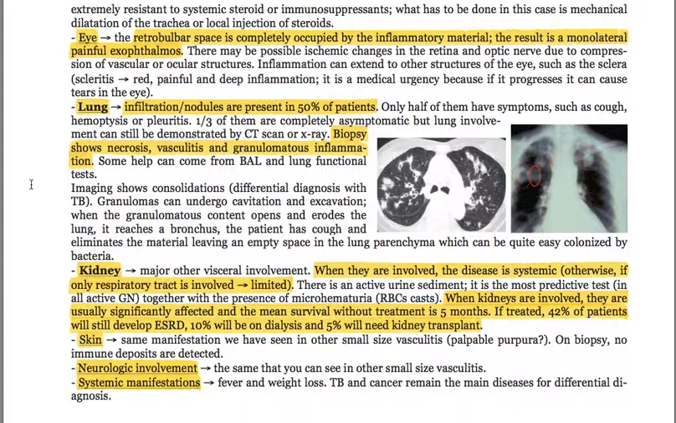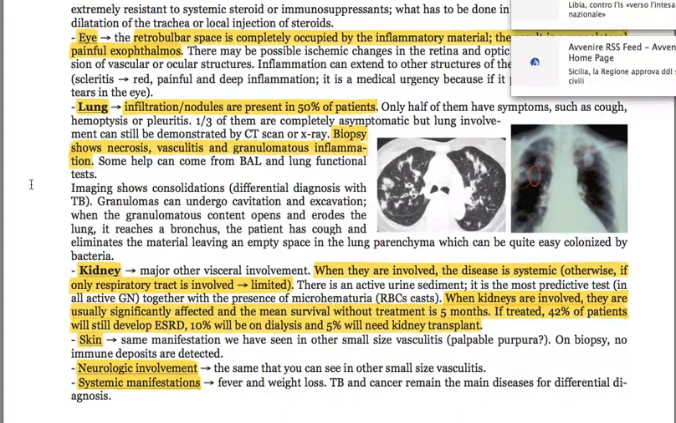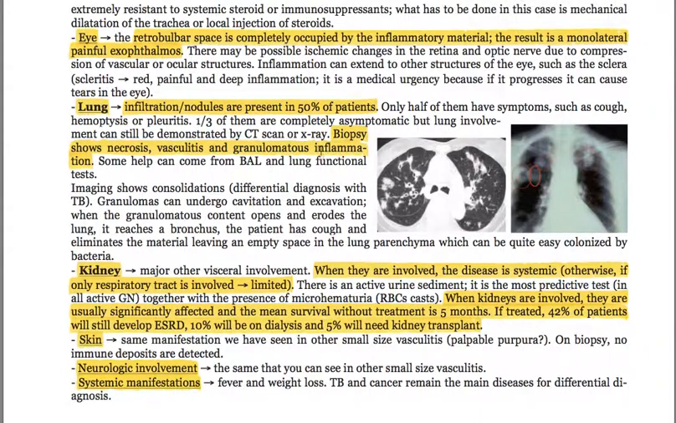In the lungs, we can have infiltrates and nodules, which are present in 50% of patients. Only half of them have symptoms such as cough, hemoptysis, or pleuritis. One-third of them are completely asymptomatic, but lung involvement can still be demonstrated by CT scan or X-ray. Biopsy shows necrosis, vasculitis, and granulomatous inflammation. Some help can come from BAL and lung functional tests. Imaging shows consolidation, which gives a differential diagnosis with tuberculosis.